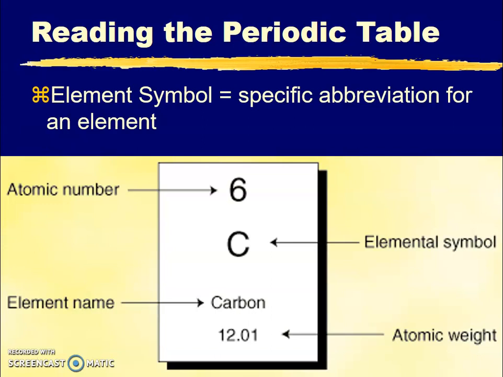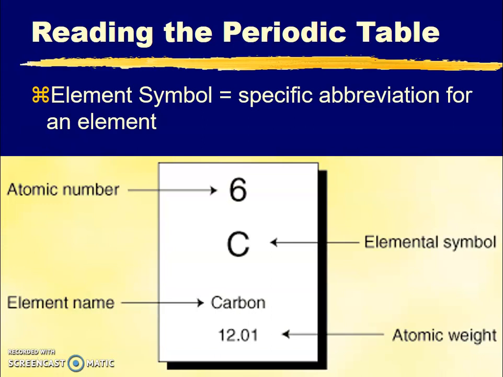Okay, so you can't just pick. This is either one capital letter, or it'll have a capital letter and a lowercase letter, right? Because there's only 26 letters in the alphabet, and there's more than 26 elements. So some of them have two letters. The first one capitalized, second one lowercase.